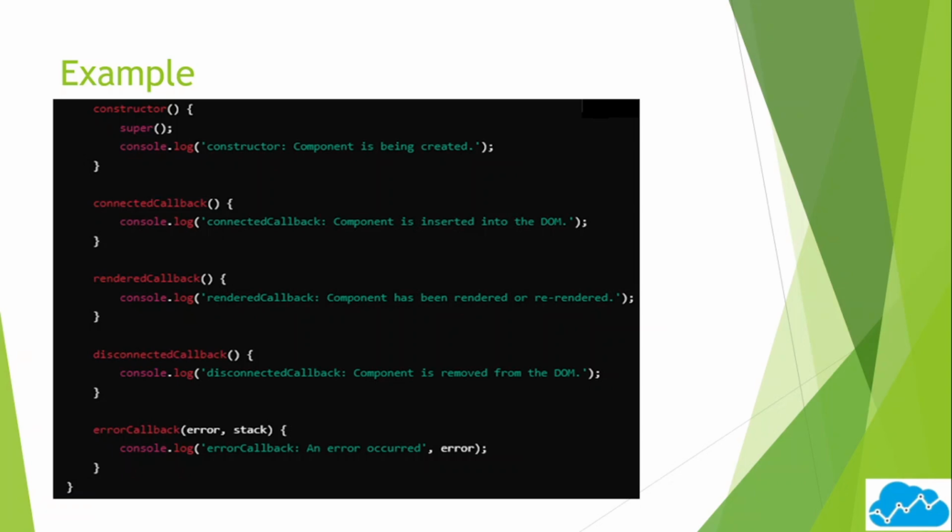So let's see an example of this lifecycle hook of Lightning web component. First the constructor is getting called, and here we have to put super. In the console log we are putting constructor is being created. Then connected callback is getting called. Here we are displaying the message component is inserted into the DOM. Then rendered callback is getting called: component has been rendered or re-rendered. Disconnected callback: then the component is removed from the DOM.